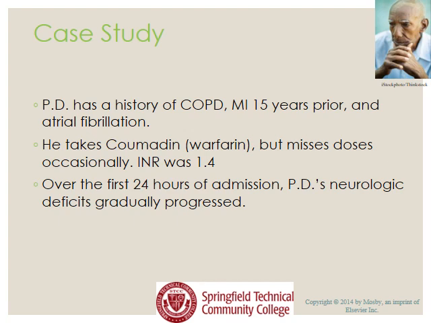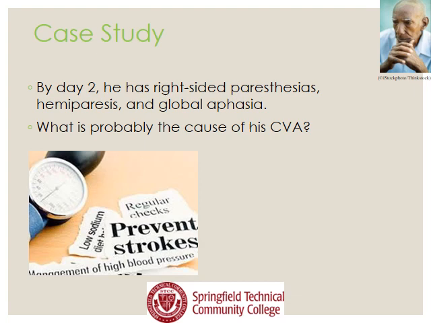Mr. PD gets admitted. Over the first 24 hours, his neurologic deficits gradually progressed. By day 2, he has right-sided paresthesias, hemiparesis, and global aphasia. What is probably the cause of his stroke? So, the patient has atrial fibrillation. They are on anticoagulation, but don't take it regularly, and they were subtherapeutic with their INR. So it's highly likely that a clot formed in the right atria because of his atrial fib, and he suffered an embolic stroke as a result.